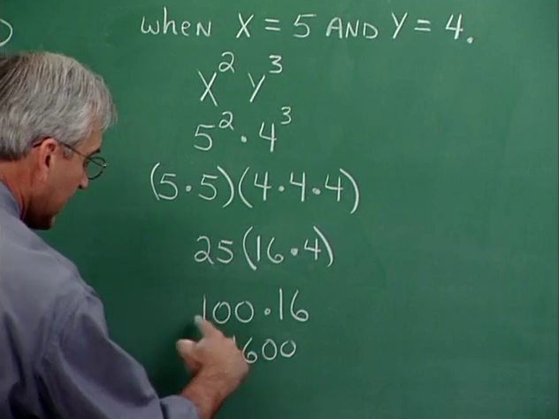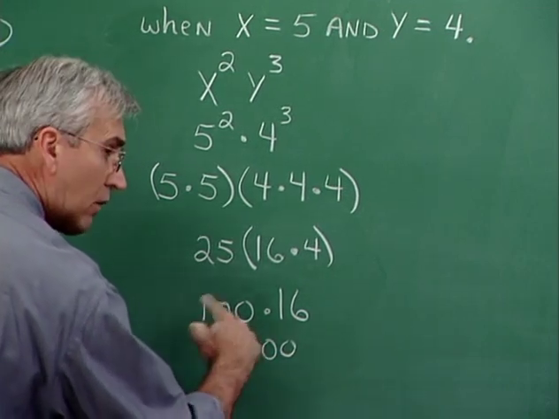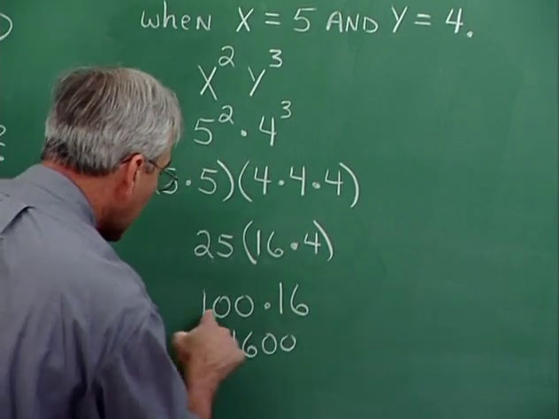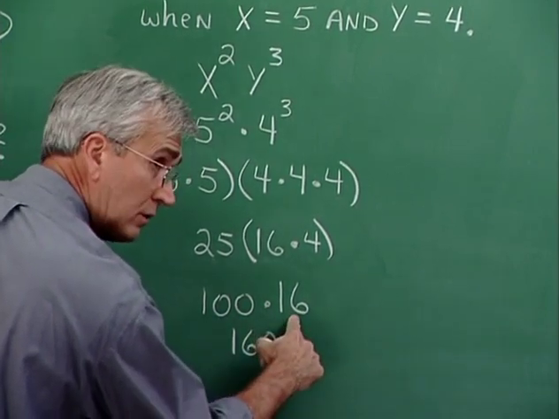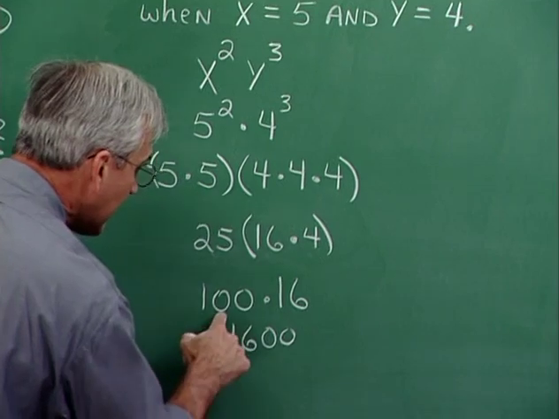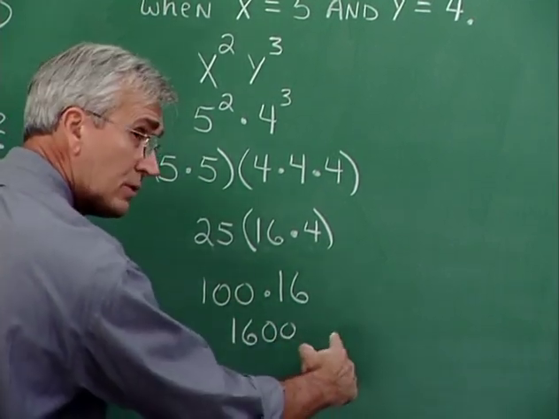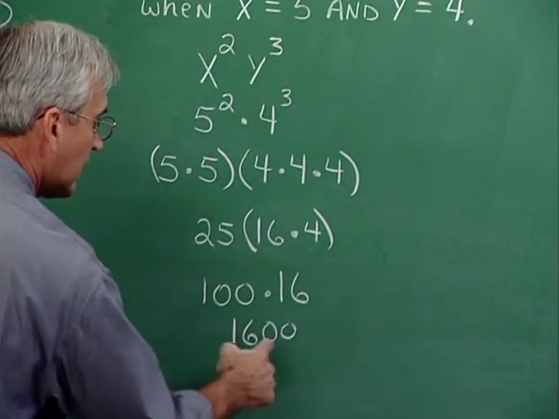And we know the shortcut in multiplying by 100 or 1,000 or 10 is just to multiply 1 times whatever the number is over here, and then follow it by the number of zeros we have. If this was 1,000, we'd have 3 zeros, and so on. So 1,600 here.